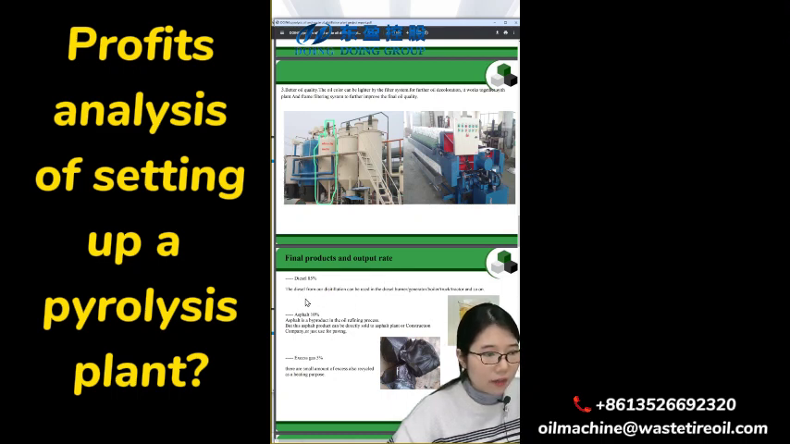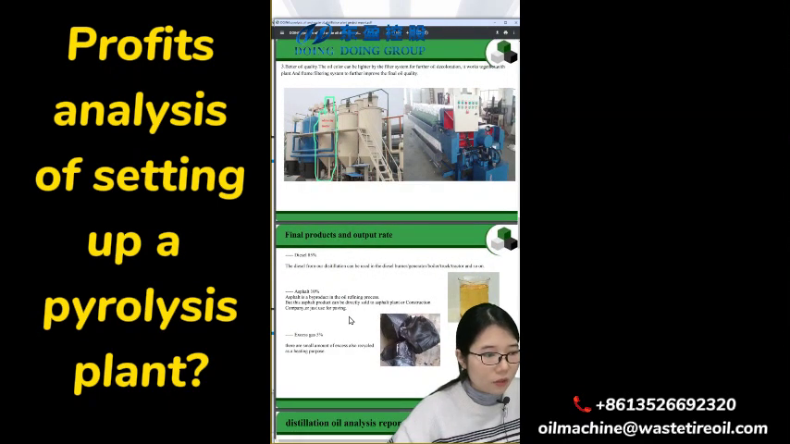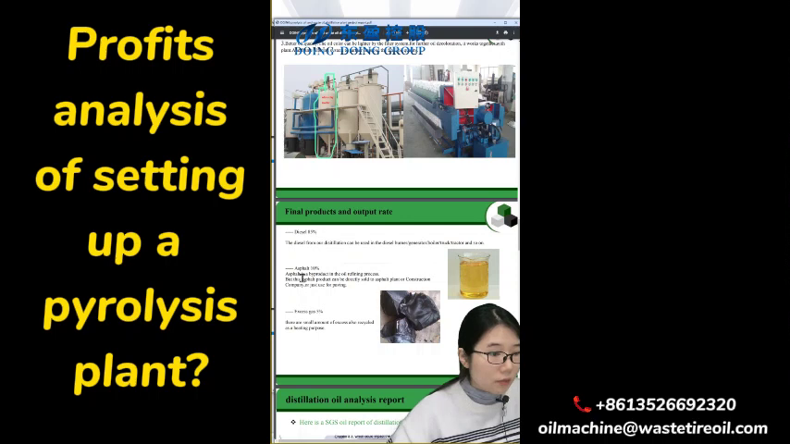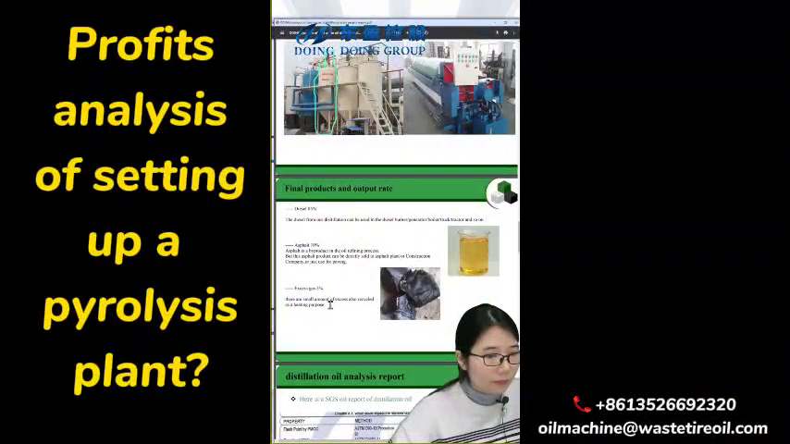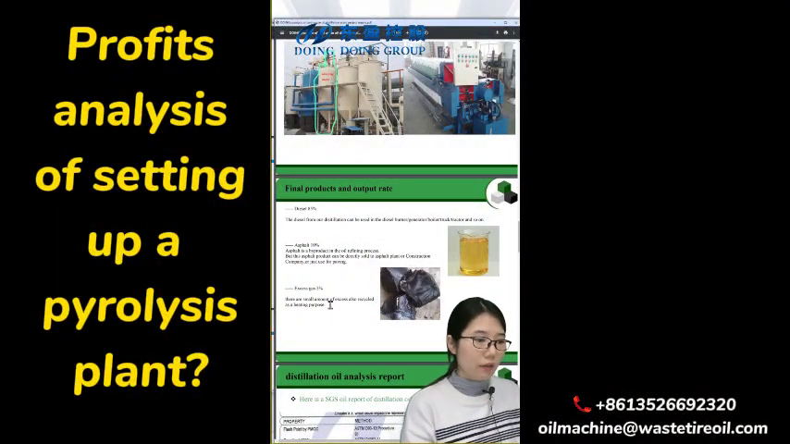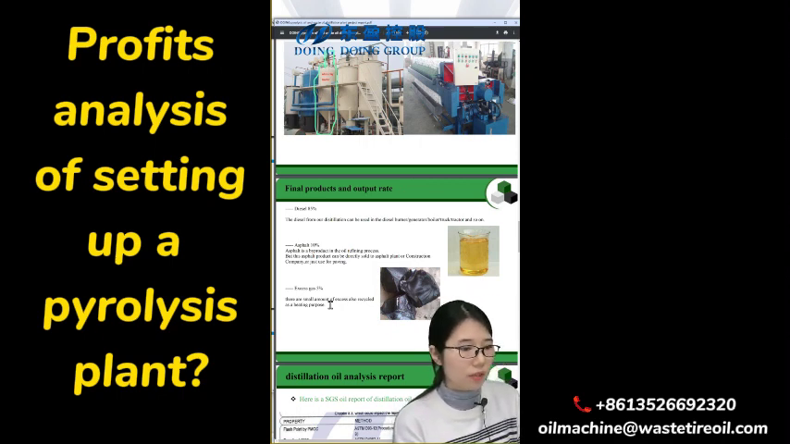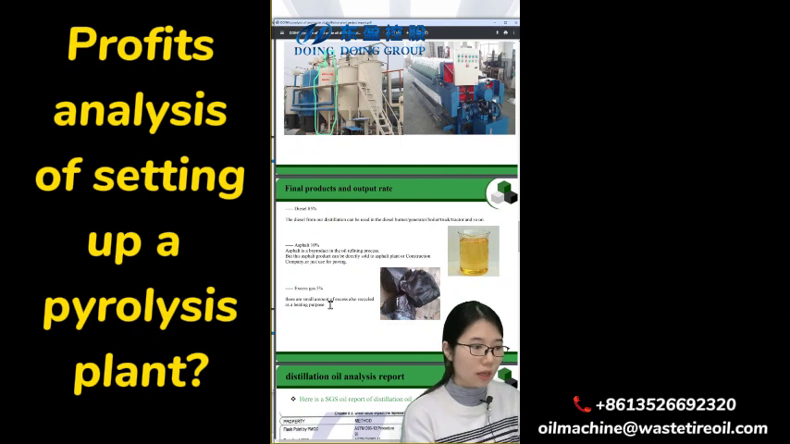You can get 85% diesel and also 10% asphalt. The asphalt is a byproduct. It can be used for paving roads, or you can sell it to an asphalt plant or construction company. And then you also get 5% syngas, which is recycled to heat the reactor and also saves heating fuel.